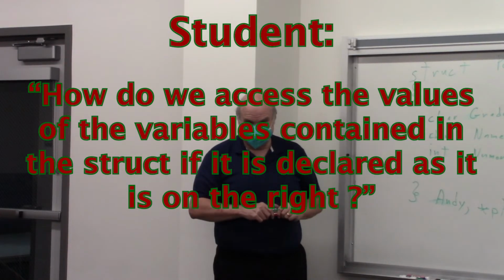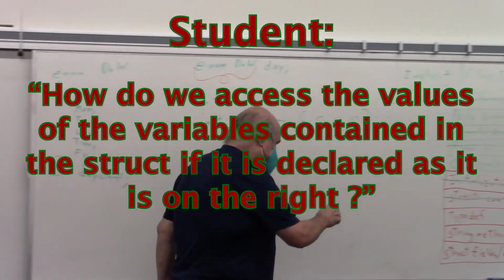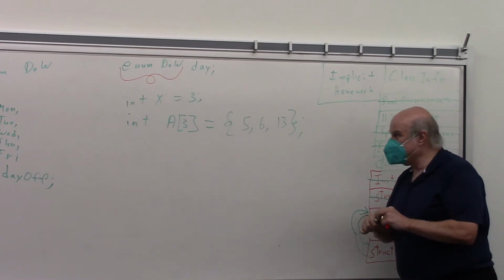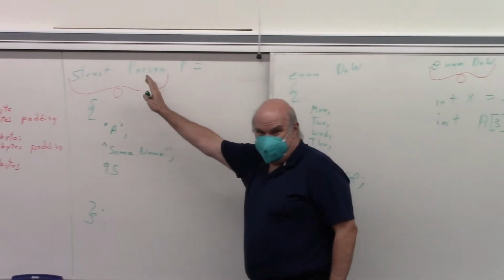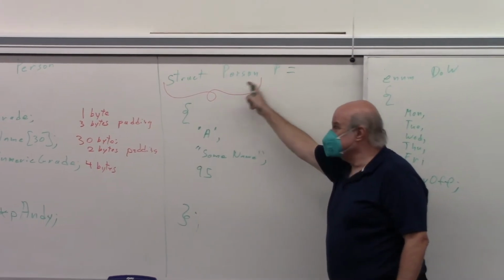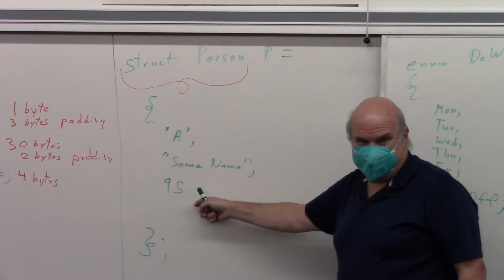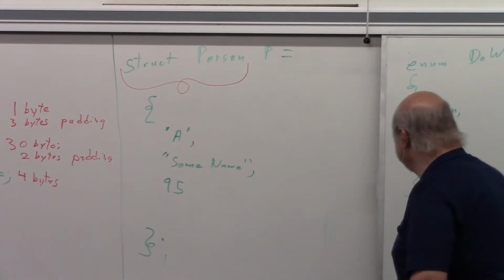Yes, sir. How do we access the variables, or the values, in the struct if it's declared as it is on the right? That's a better topic to get to, actually. Okay, let's talk about how to access the fields within a struct. So we've declared the structure type. We've declared a variable named P of type struct person. We've actually filled P with some values. So here the question is, how do we get to those values? Exactly a good question.